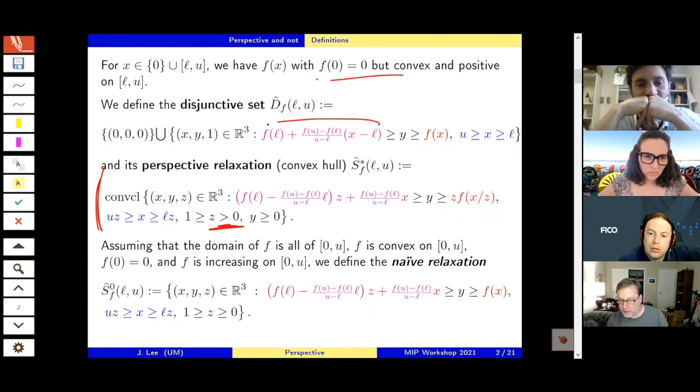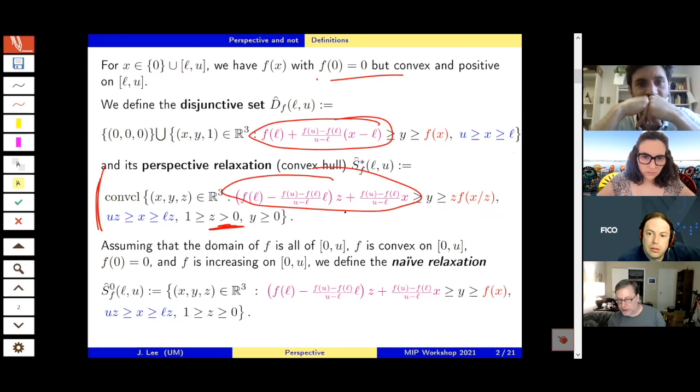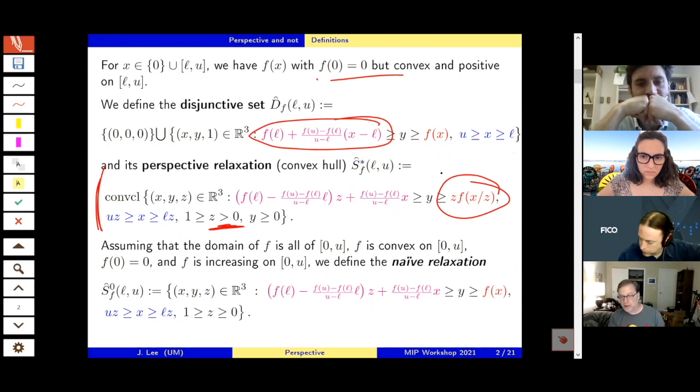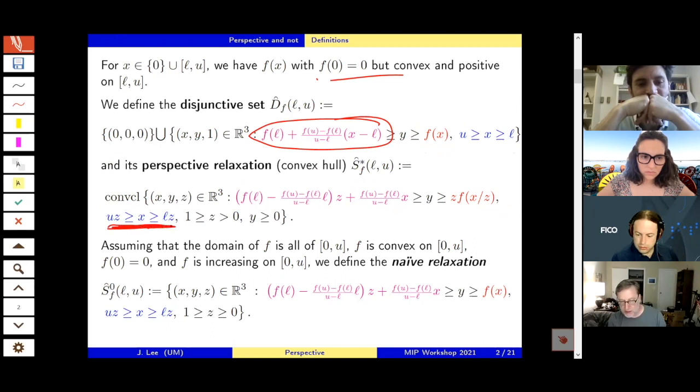At the same time, you can perspectivize the lid, this linear function, and you get a different linear function now involving the variable Z. But it's still a linear function, so we still have a nice convex set. It's convex because the perspective of a convex function is well known to be a convex function. The only other little thing to realize is that you do this kind of shrinking and telescoping of the interval L to U, and you'll see in the picture what that does in a second. So that's the perspective relaxation.